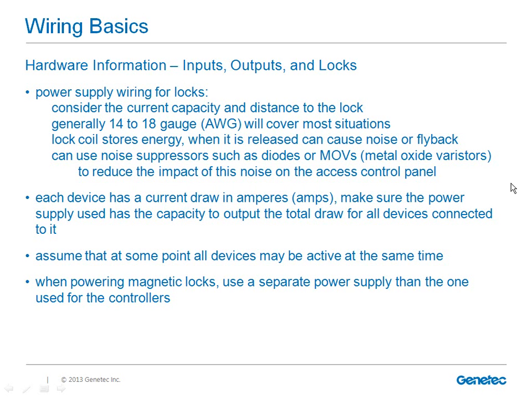When looking at the strength of the power supply and how much current it can provide, consider all the devices that you're going to be connecting to it. Each one of those devices has a current draw measured in amperes or amps, so just make sure that the total current draw of all your devices is less than the capacity of the power supply. At some point, you may have all the devices active at the same time, so anything below that total would cause a failure in the system somewhere.